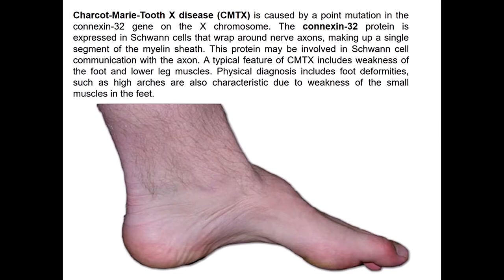A defect in connexin 32 leads to CMTX disease. Physical diagnosis includes a foot deformity and high arches due to weakness of the muscles in the feet. So again, you can have a congenital disease resulting from a defect in one of the proteins forming these cell junctions.